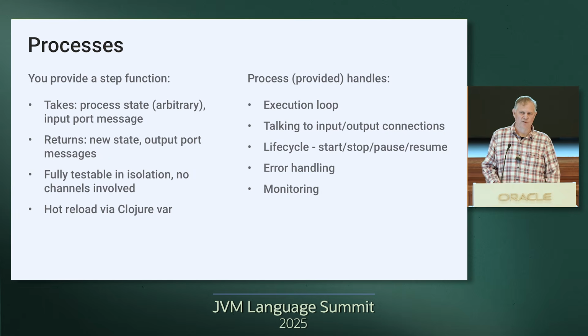So with processes, your responsibility as a user is to provide a step function, often a pure function, doesn't have to be. It's going to take the process state, which can be arbitrary, and it'll be maintained by your process. You'll take input port messages. So on an input, I got a value, and then you're going to return the modified state and any output messages that I need to put. It's fully testable in isolation because it's just a pure function. So that's easy enough. There's no channels involved in it.